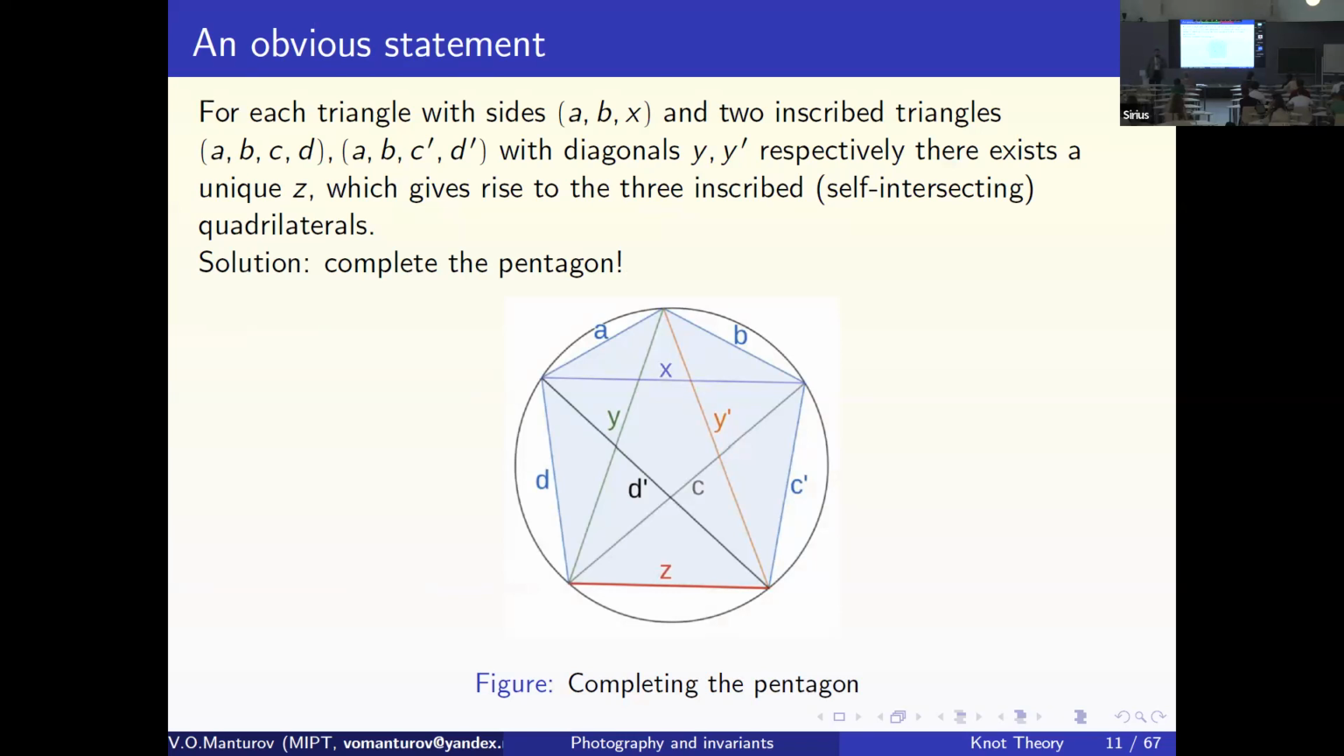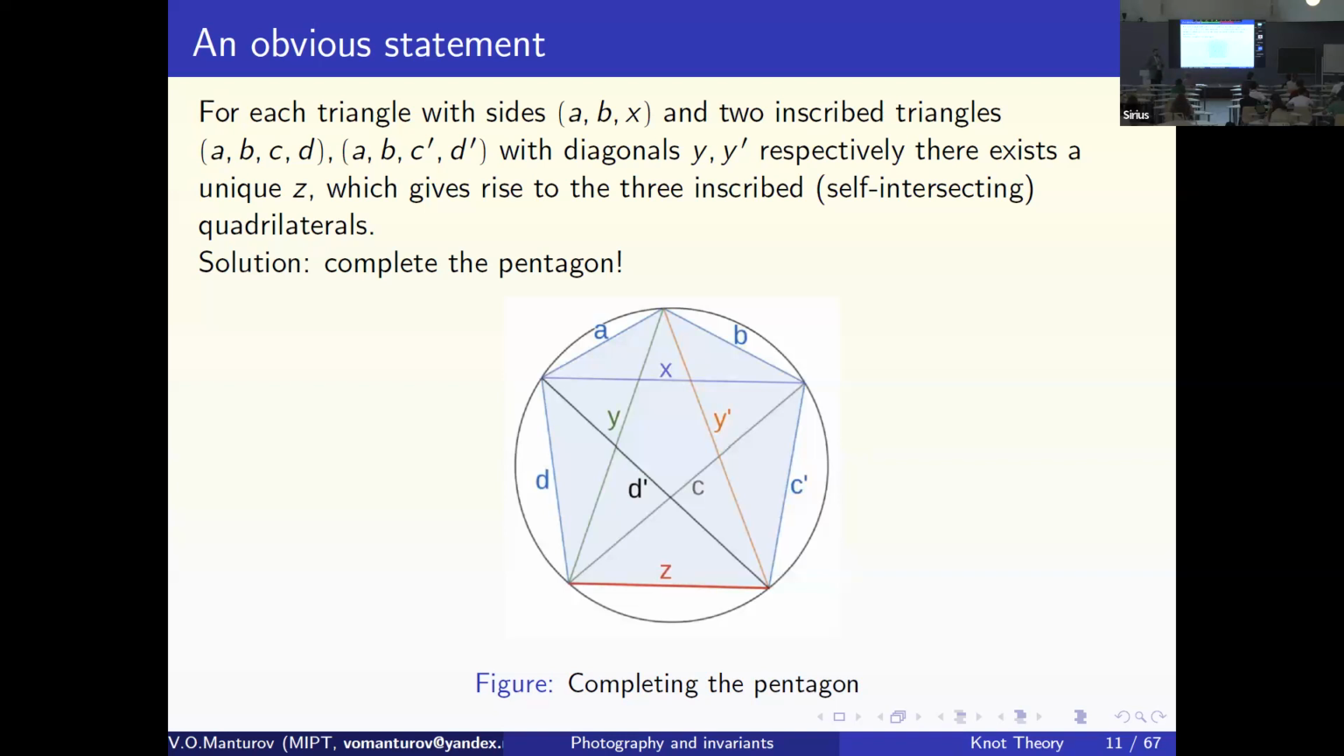And assume we have another quadrilateral ABC prime D prime with diagonal X and diagonal Y prime. Then there exists a unique Z such that we get 4 quadrilaterals. I would say for that I have A, Y prime, Z, D, and so on.